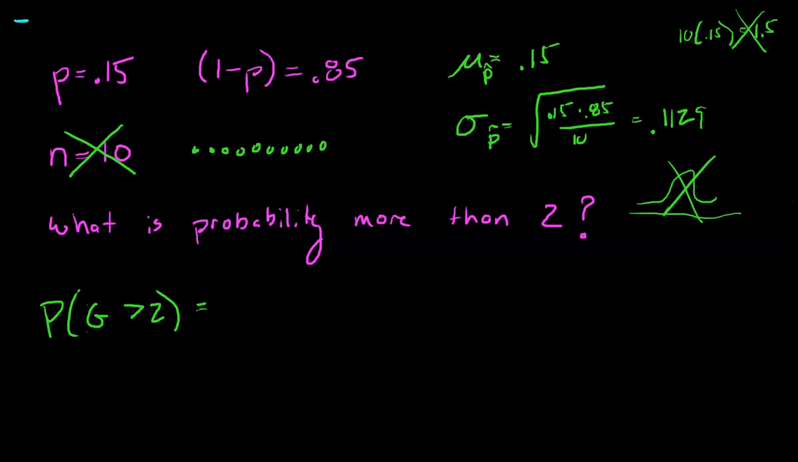Well, actually, more than 2. So 2 would not be good. I need 3 or more. I need 3, 4, 5, 6, 7, 8, 9, or all 10 to be green. So with the binomial model, which I'm not going to reteach in this video, I'm just going to kind of walk through it.